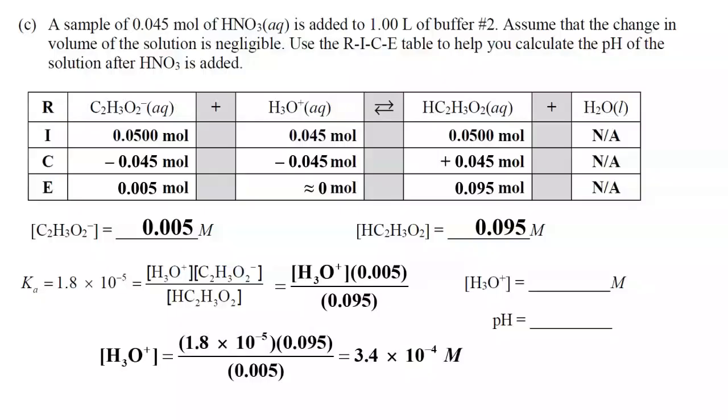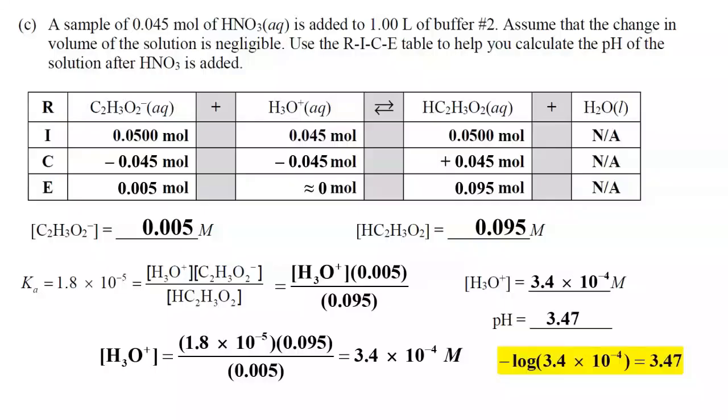So the concentration of the hydronium ion works out to be 1.8 times 10 to the negative 5 times 0.095 divided by 0.005. When we do this math, we get 3.4 times 10 to the negative 4. Let's take the negative log of that number to get the pH, and we get a pH of 3.47.